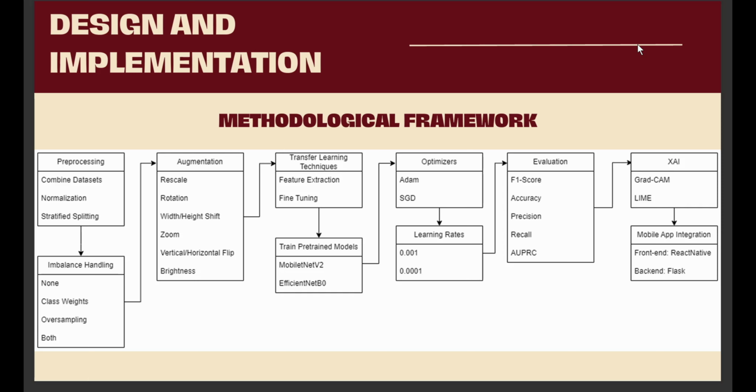For the evaluation metrics, AUPRC and accuracy are our primary metrics. AUPRC was chosen as the primary metric due to its robustness on imbalanced datasets, especially for underrepresented classes like monkeypox. And accuracy serves as the secondary metric, providing a general view of performance.